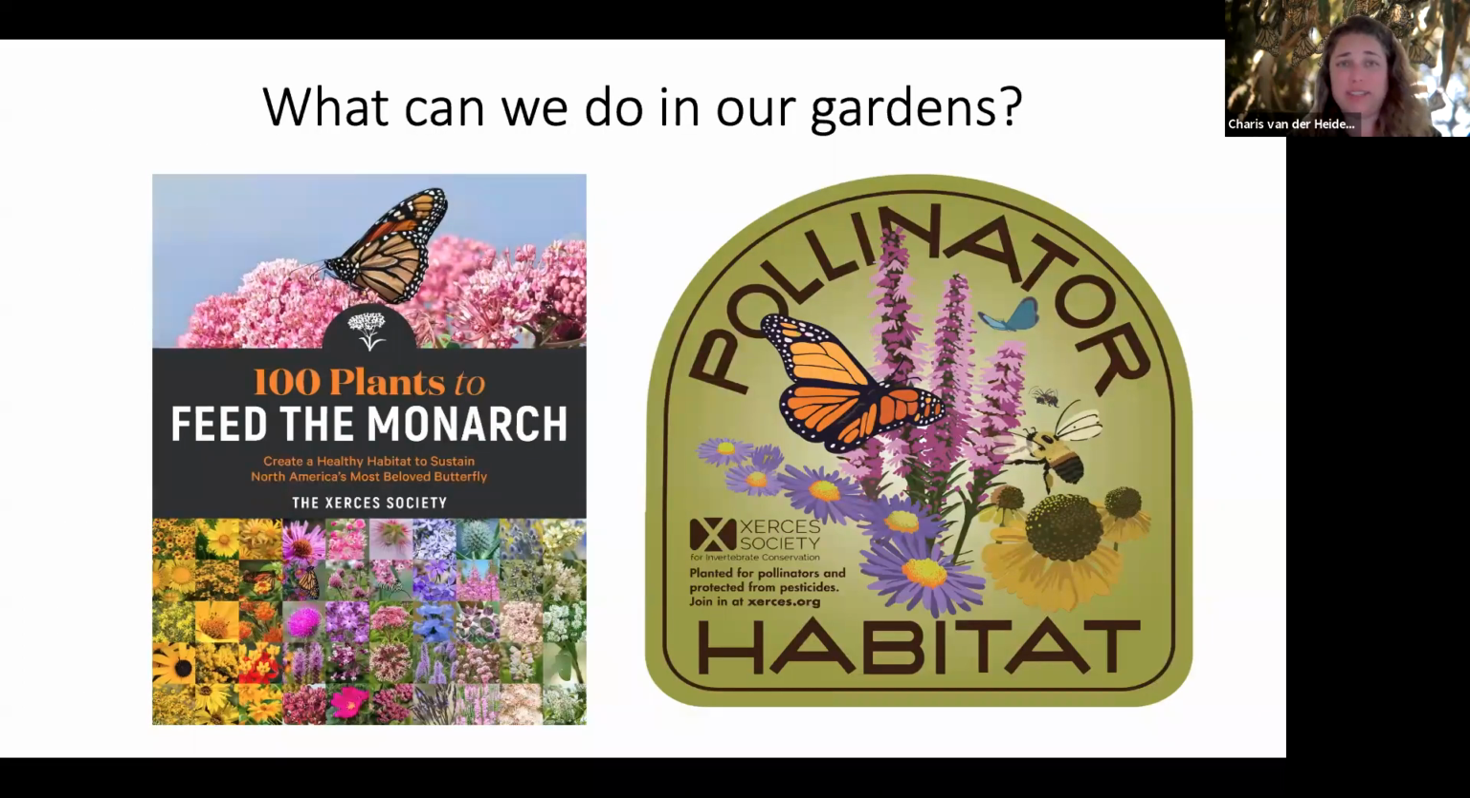Okay, so what can we do in our gardens? Well, this is a garden program, so there are so many resources about what you can do in your gardens. This is just one resource, 100 plants to save the monarchs. And then there's a sign that you can use to post that you have habitat and to protect it from pesticides and to label it as important. Okay, next slide.